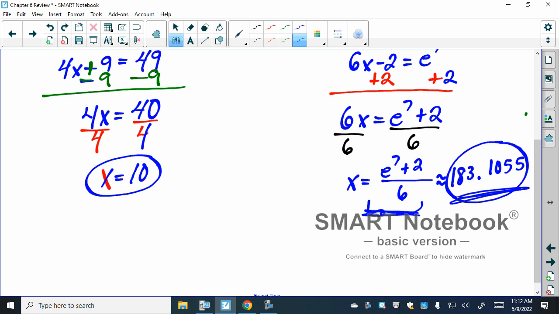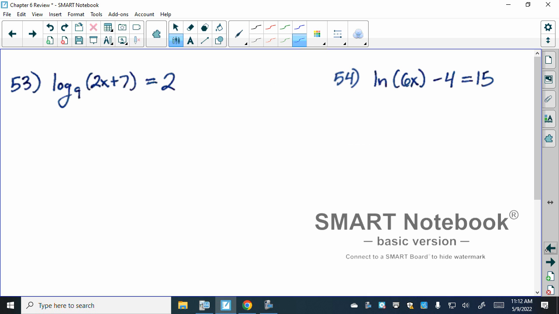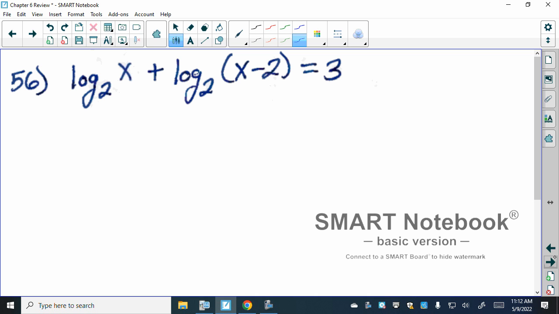Any other questions on these here? Any other questions on 53 or 54? We good with 53 and 54? Questions on 55? Let's do 56.